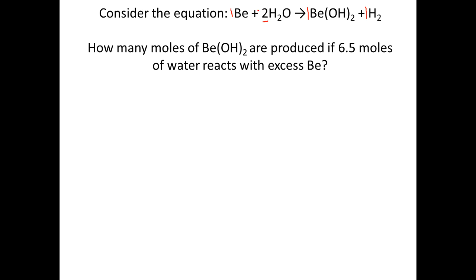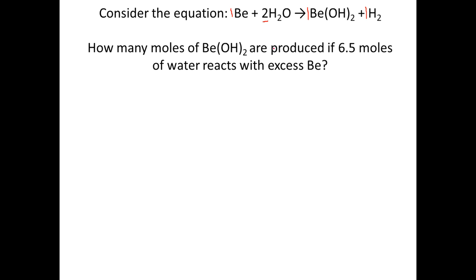This is just a mole ratio. So essentially what this means is that for every 2 water molecules that I have, I get 1 beryllium hydroxide, or for every 2 water molecules I have 1 hydrogen gas diatomic element or molecule on the other side. So keeping these ratios in mind is going to be important.